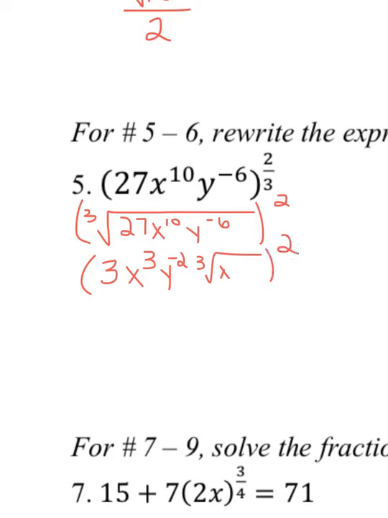And then I have to square everything. So 3 squared is 9. X to the third squared is x to the 6th. That's power to power. Y to the negative 2nd squared is y to the negative 4th. And then x squared is x squared.